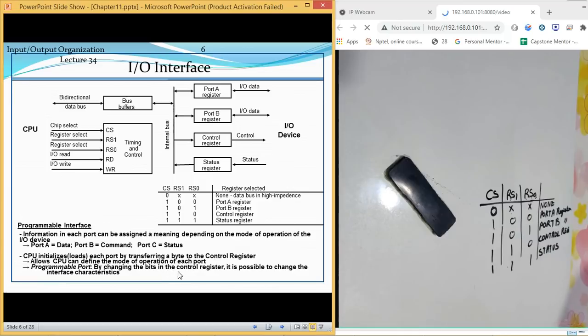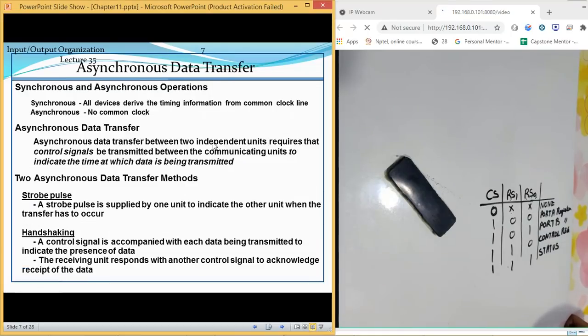Programmable port: by changing the bits in the control register, it is possible to change the interface characteristics. So it can change the functionality of this interface by changing the bits in the control register. So this is how an input output interface works. Please do look into your book for a detailed explanation of this diagram. Please have a look at that.